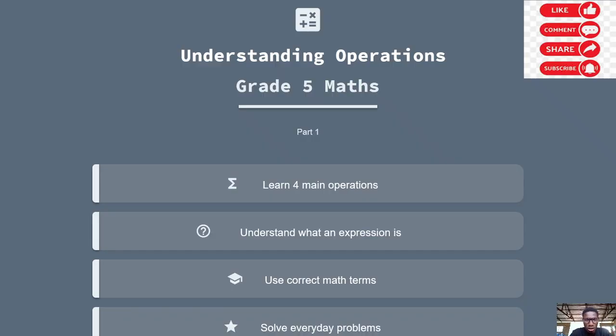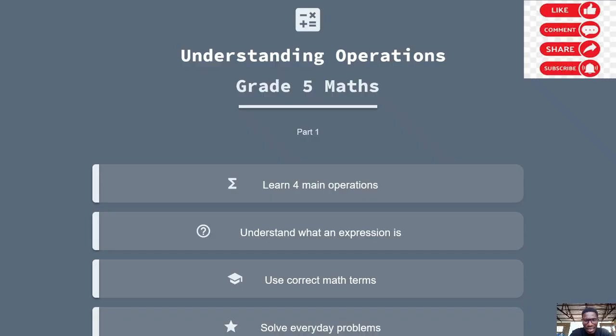So what will you learn or achieve at the end of this lesson? By the end of this lesson, you will be able to recognize the 4 basic operations, that is the addition, subtraction, multiplication, and division. And then you should be able to understand what an expression is and how it differs from an equation.